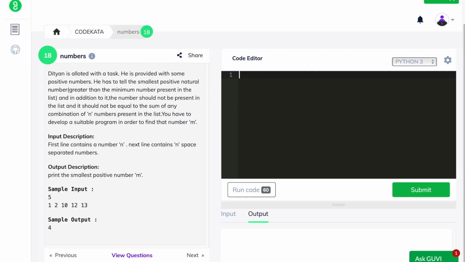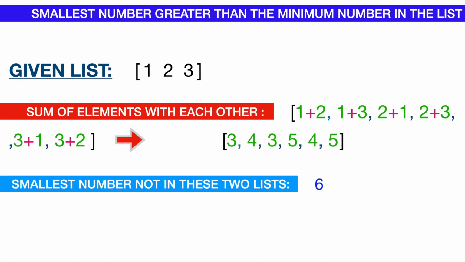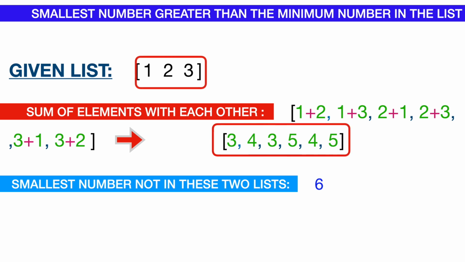In the 18th question of the topic numbers, we are provided with a list and we are required to print the smallest number which is not present among the sums of the list elements and in the array. For example, consider the given array elements. Here we should sum up the list elements with each other and store the result in another list. From there on, we should print the smallest number not present in the list.